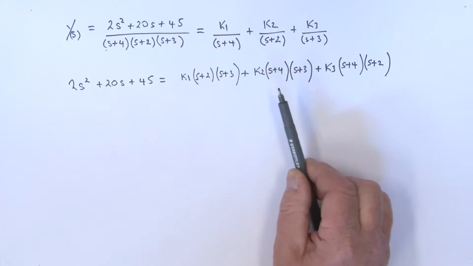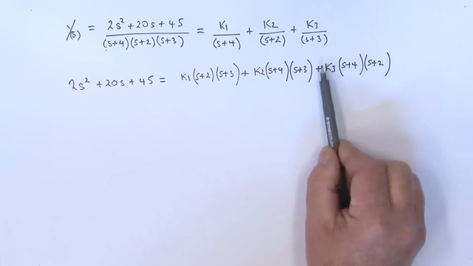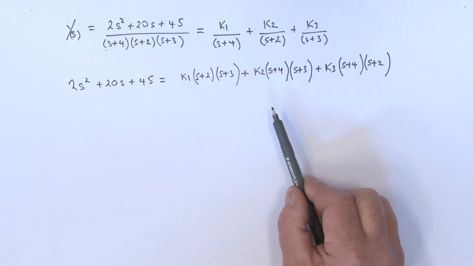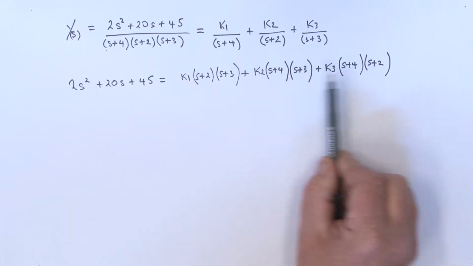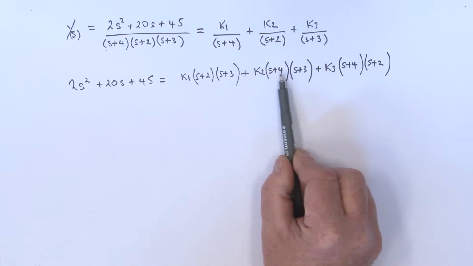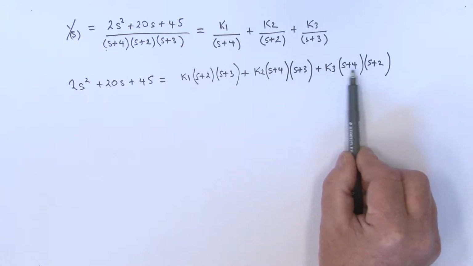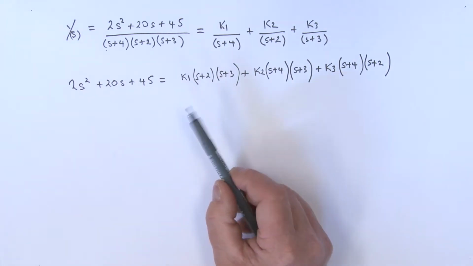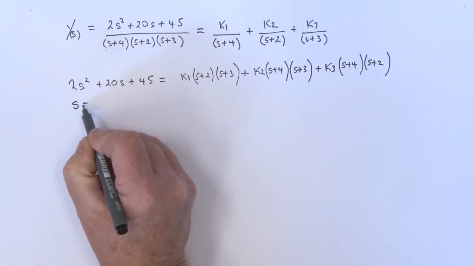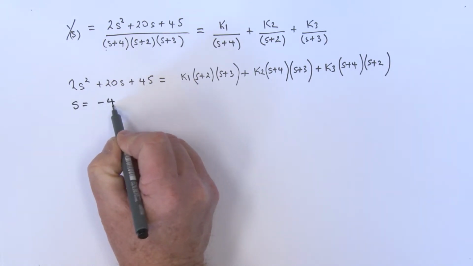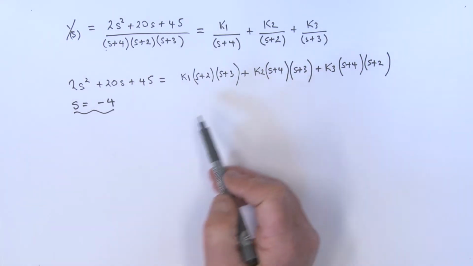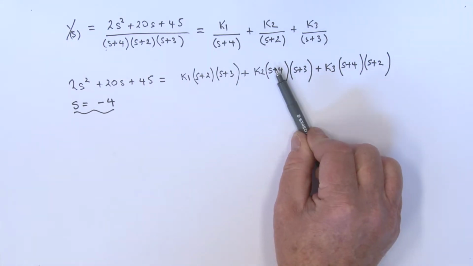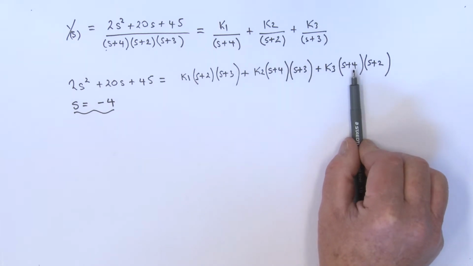So let's see if we can evaluate the first term, K1. What do we want to do? We want to zero this term here, and we want to zero this term over here. So how do we do that? Let's have a look at what's common in both of those terms. It looks like an s plus 4, doesn't it? There's one here and there's one here. So what we can do is make s equal to minus 4, and we put that into this equation, which means that this term goes away and this term here will go away.